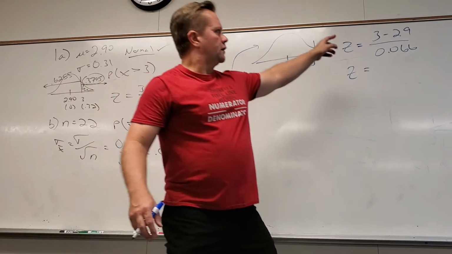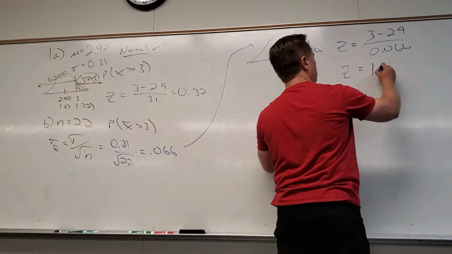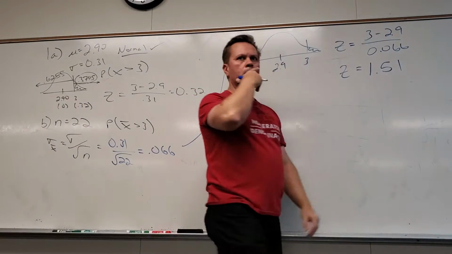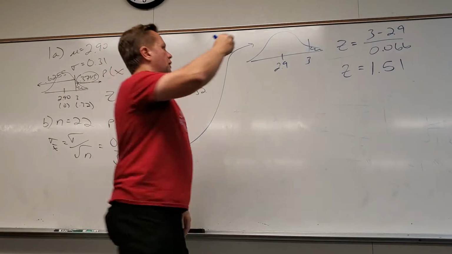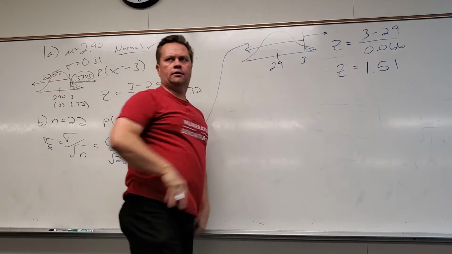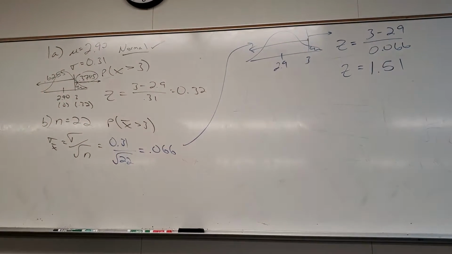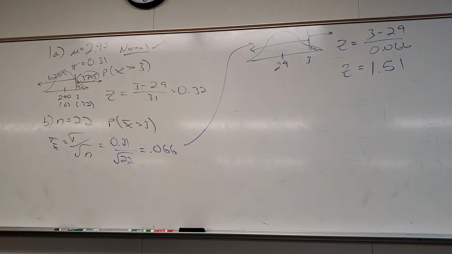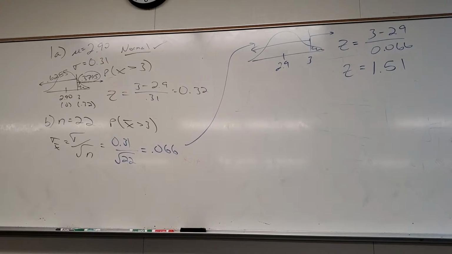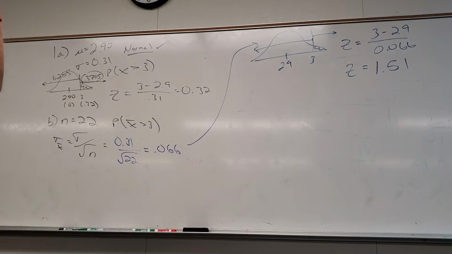So what do you guys get for this here? 1.51. So then if you look that up, you'll get this area. So then you're going to do 1 minus to get that area. Same idea. So this is what I mean by those problems are the same. Structurally, they're exactly the same. There's just one number that changed. But the steps I take are exactly the same.